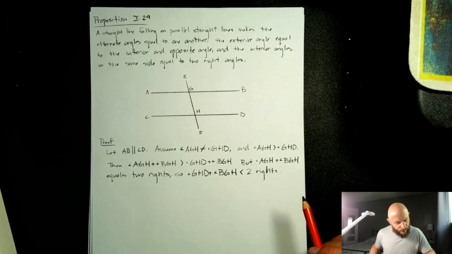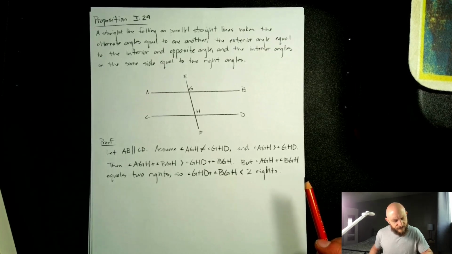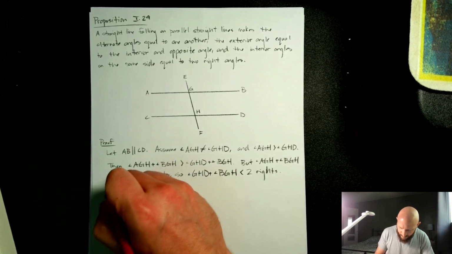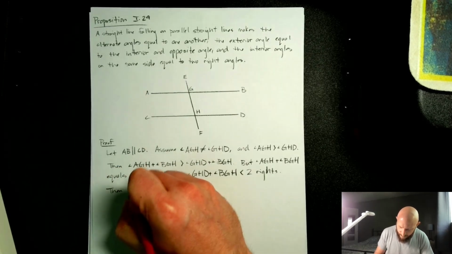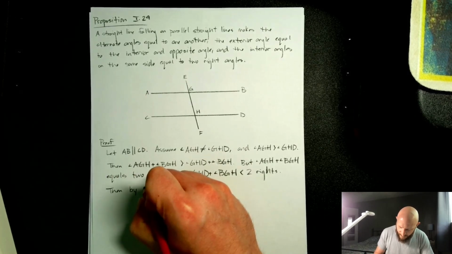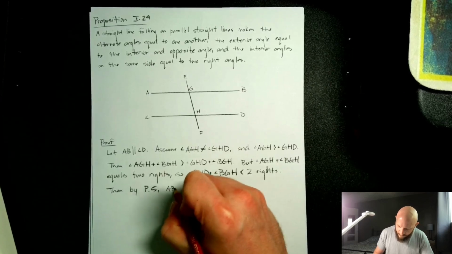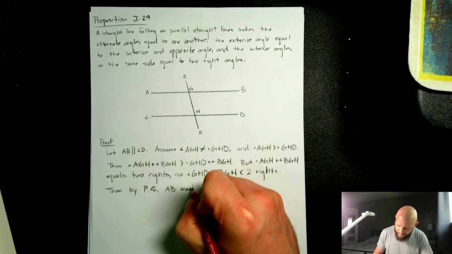I'm just reading what Euclid says, but he says that straight lines produced indefinitely from angles less than 2 right angles meet. So I'll say then, by postulate 5, AB meets CD.